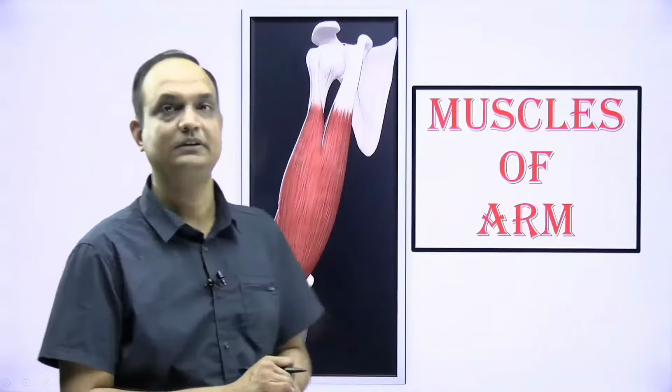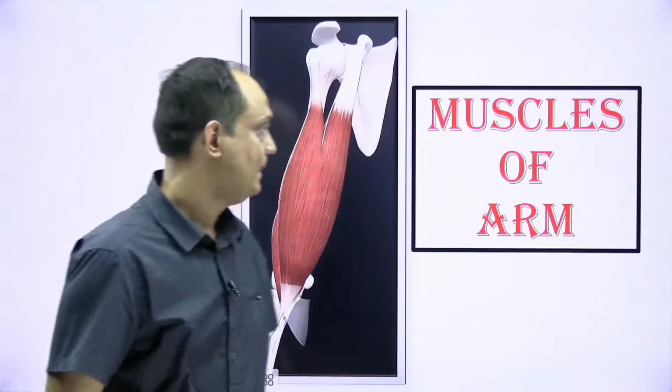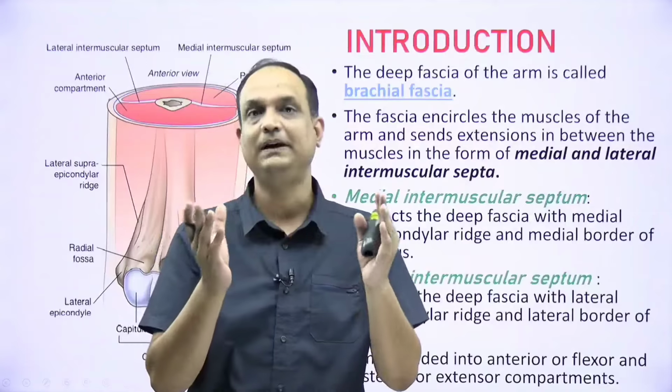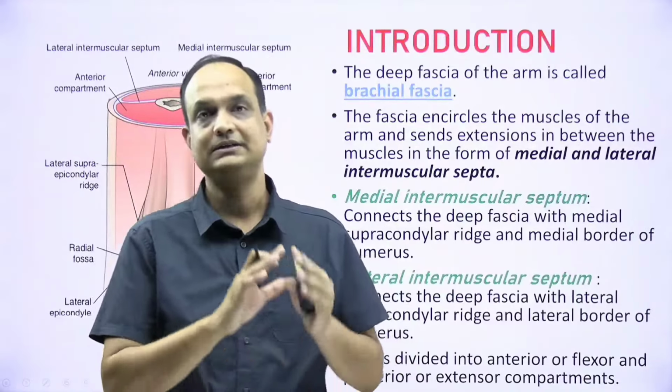Hello students, today we will discuss the muscles of the arm. In the arm we will see the muscles of the front compartment as well as the posterior compartment of the arm. What are the muscles you will have, and how is this area divided into compartments?